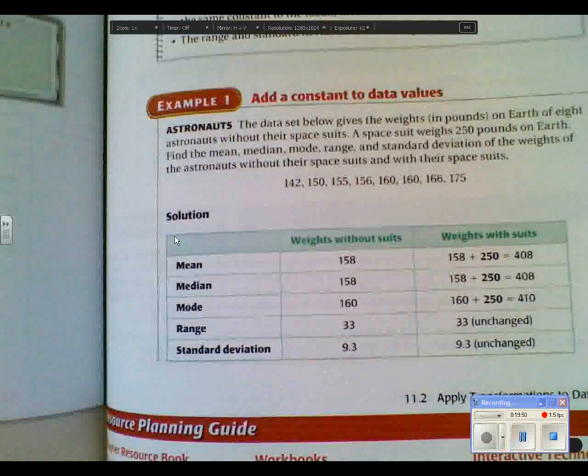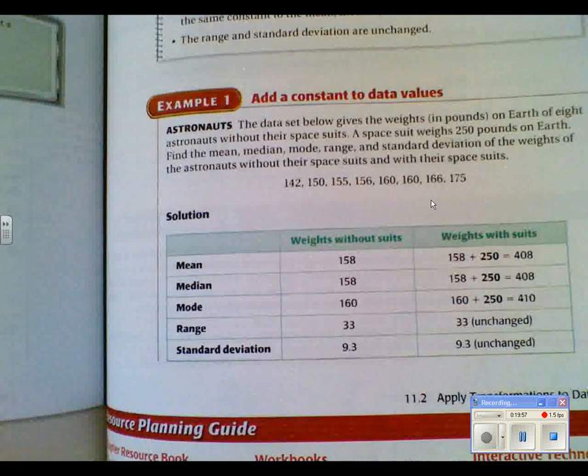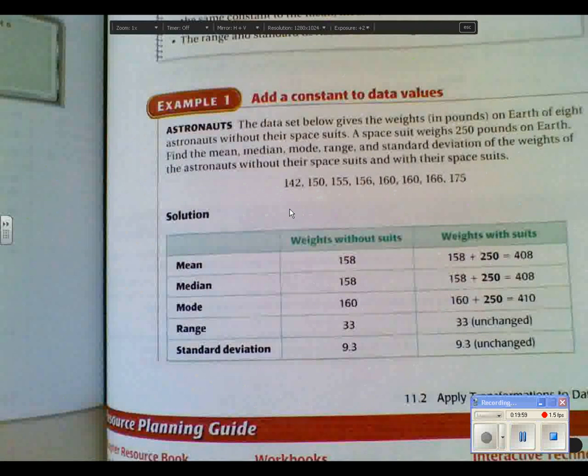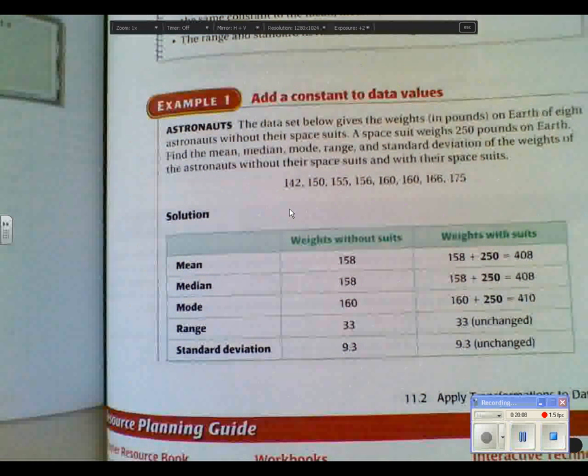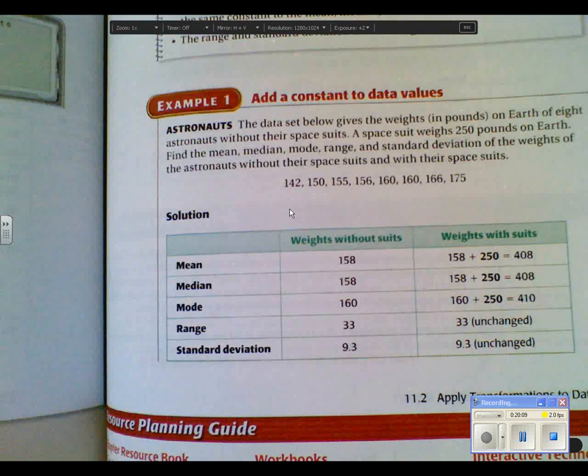Okay, so in this example, we have astronauts' weights in pounds. So these are all of our weights here. And then they add on how much the suit weighs that they need to wear in space. So the suit is weighing 250 pounds. Can you imagine walking around with a suit that weighs 250 pounds? Granted, in space, you're weightless. But they've added this 250 to each of these data points. And the question is, what happens?